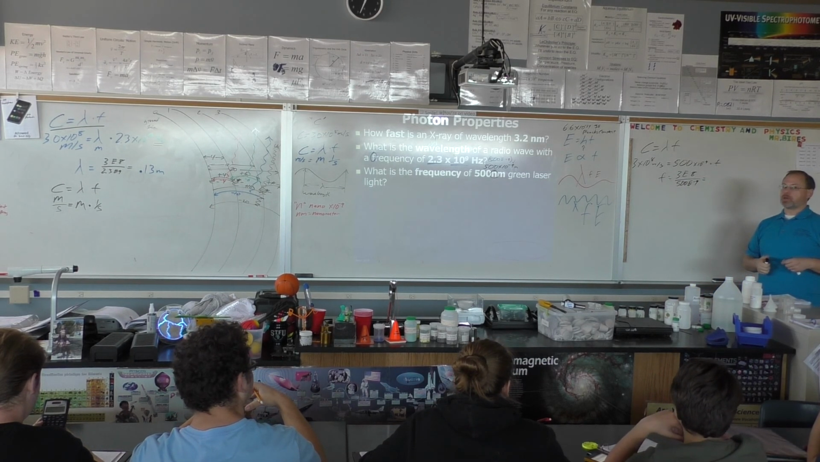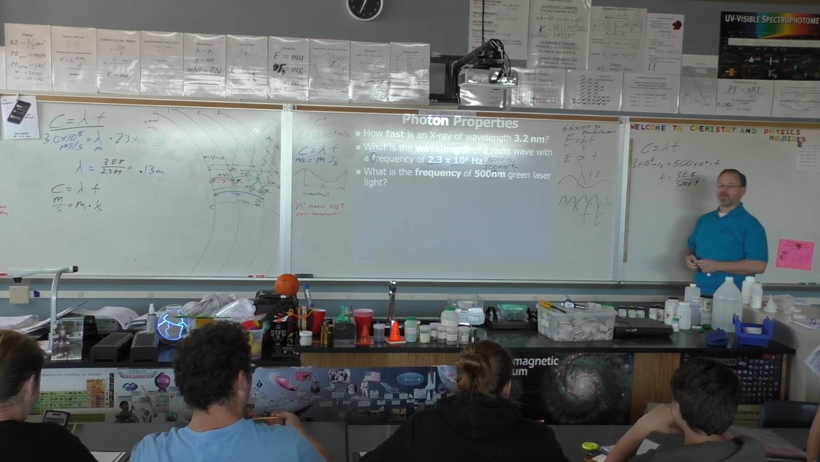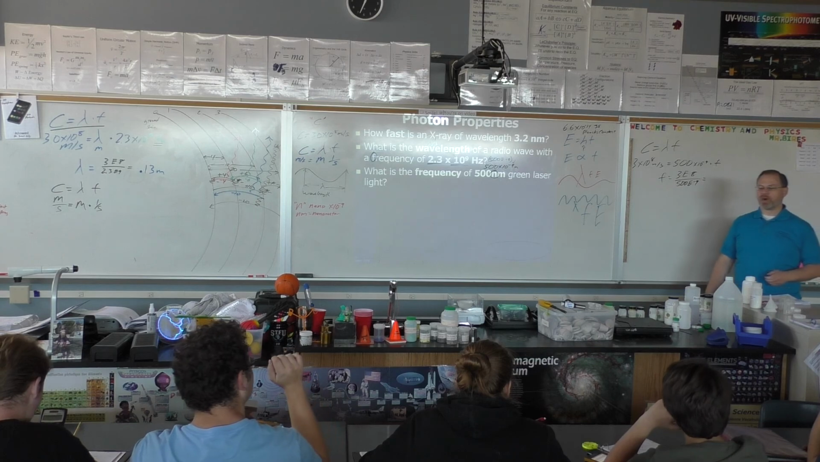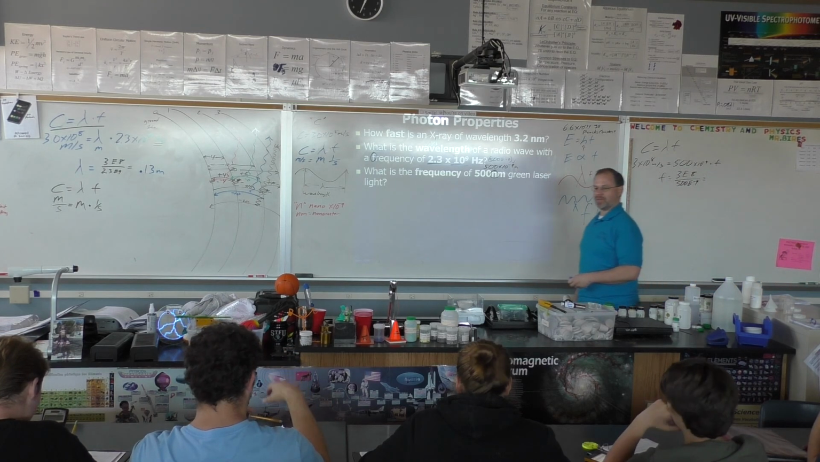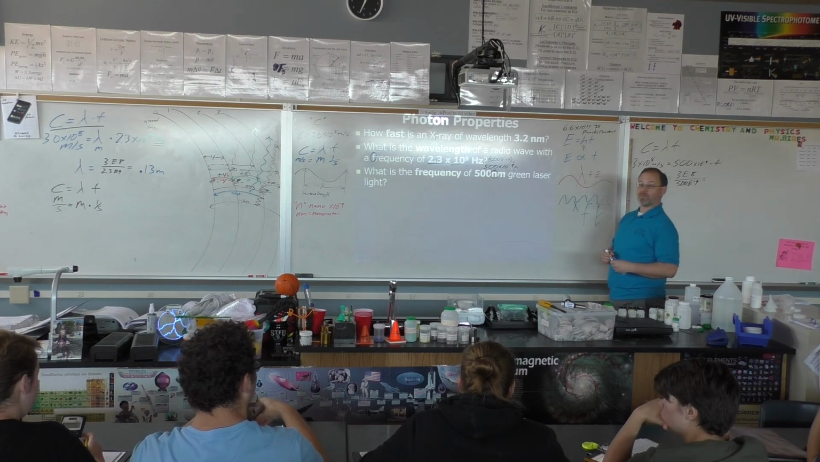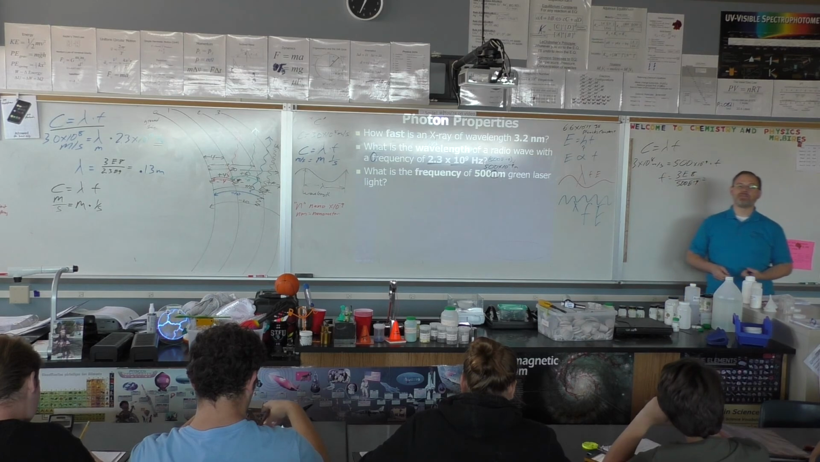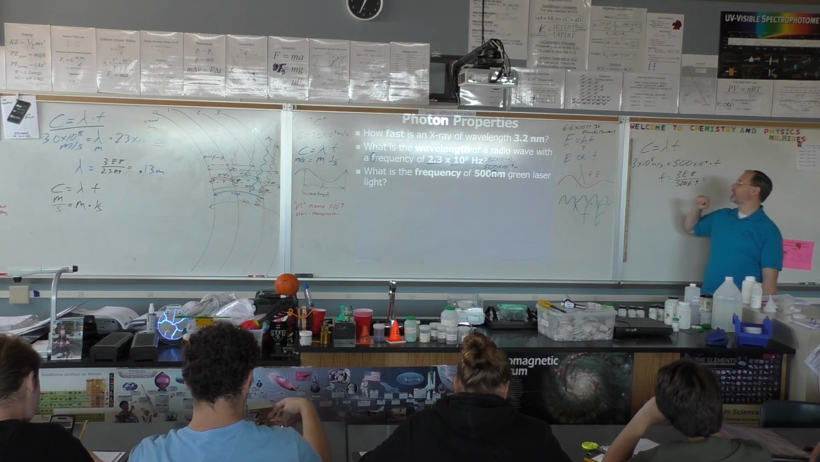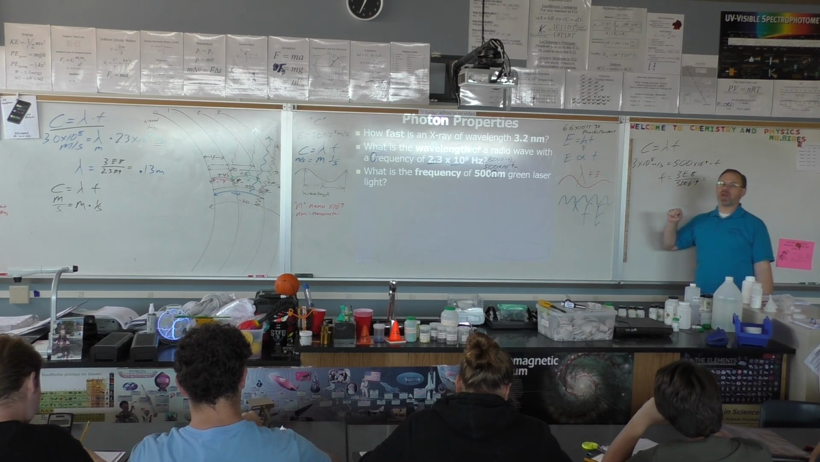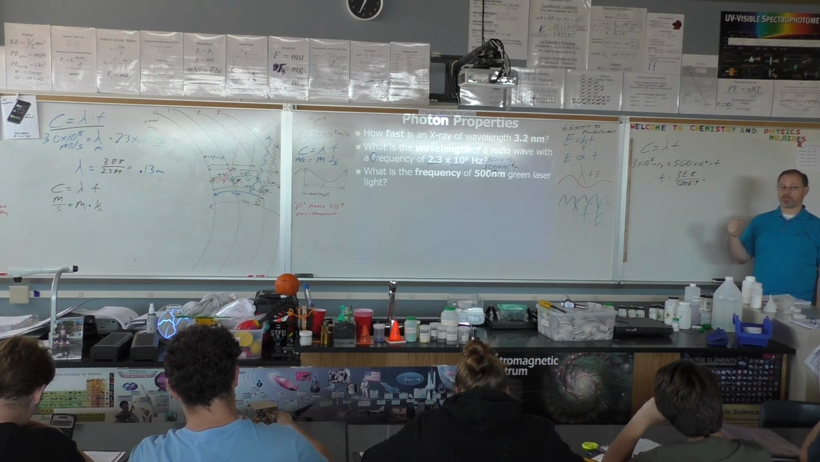Will this number be big? You're dividing a very large number, 3 times 10 to the 8, by an itty bitty super tiny number, 500 times 10 to the negative 9. So you're going to get a huge number.